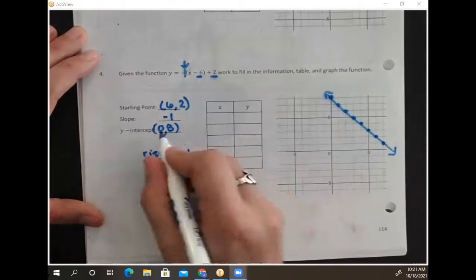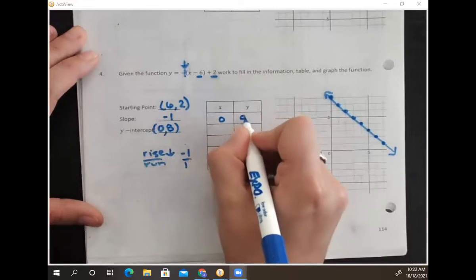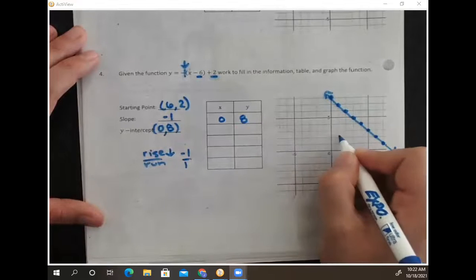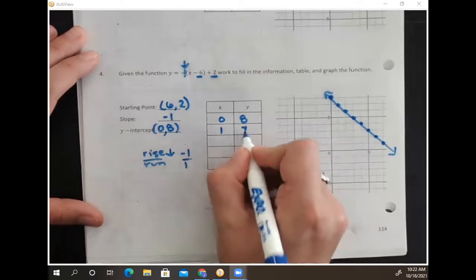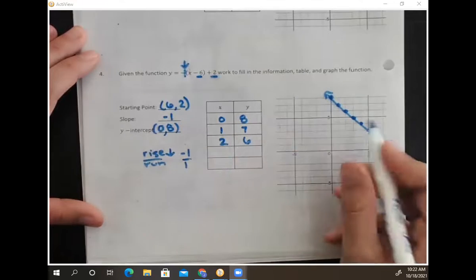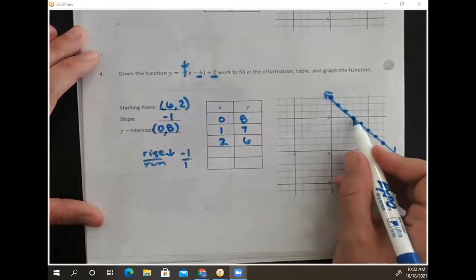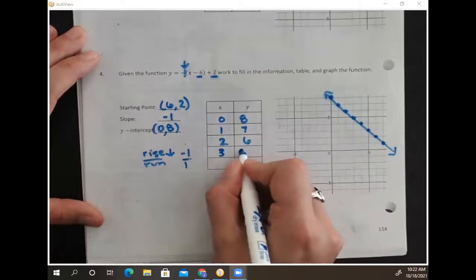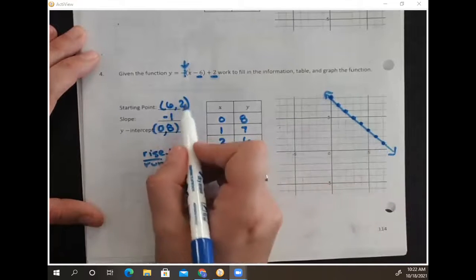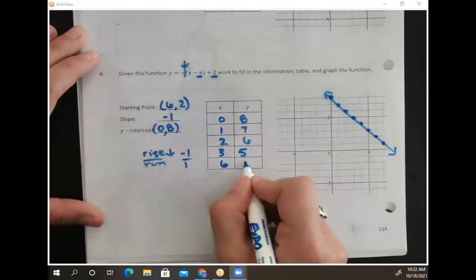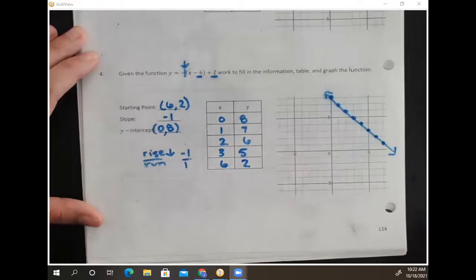And then some points for my table. I'm going to go ahead and put my y-intercept in there. Then I would also have the point 1, comma 7, 2, comma 6, 3, comma 5. And I could keep going. I'm going to go ahead and put my starting point in my table. I got that one from my function, so I know that that one's correct. So that one goes in my table too.